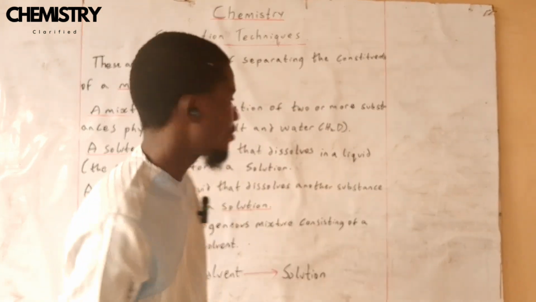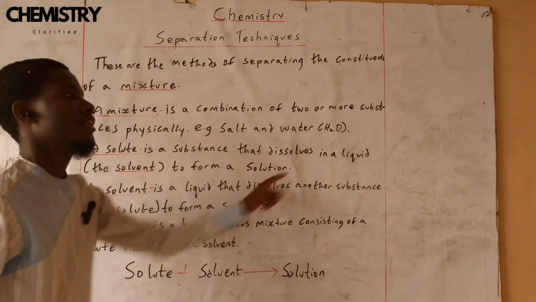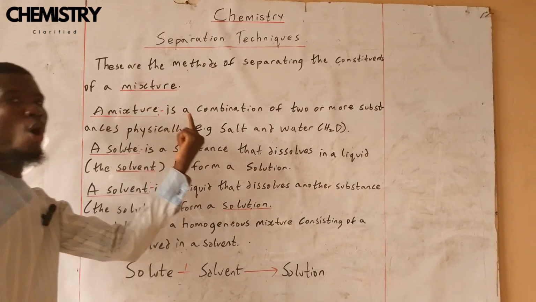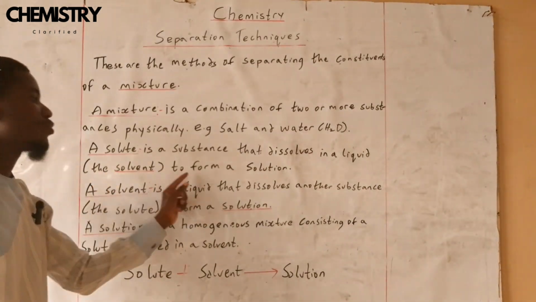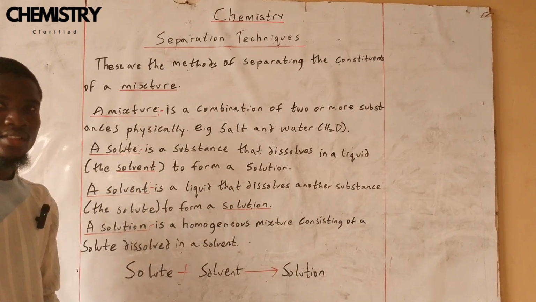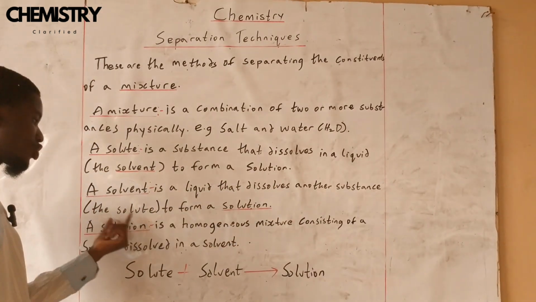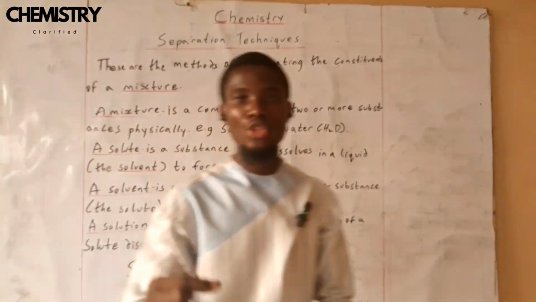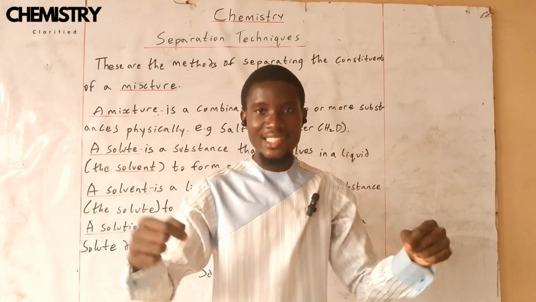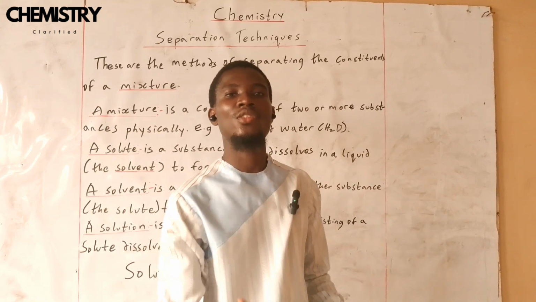Now, to put it into definition, we can say a solute is a substance that dissolves in a liquid. That liquid is called the solvent. The liquid in which it dissolved is called the solvent, to form a solution. Now, this solvent, let's quickly define it too. A solvent is a liquid that dissolves another substance, that is the solute, to form a solution. Remember, I told you the salt that is dissolving in the water is the solute. Now, the water itself that is dissolving that salt is the solvent. It is an example of a solvent.